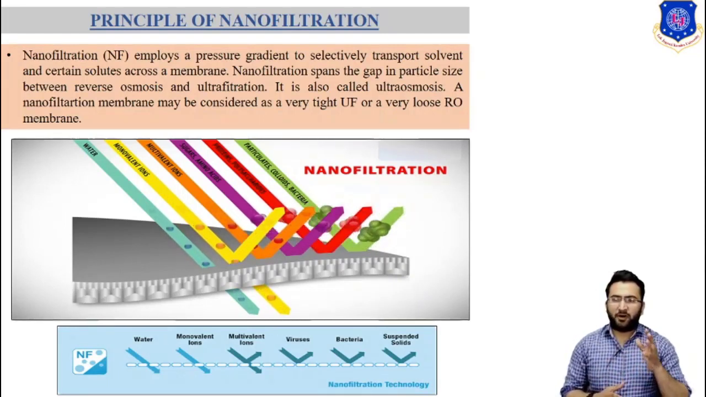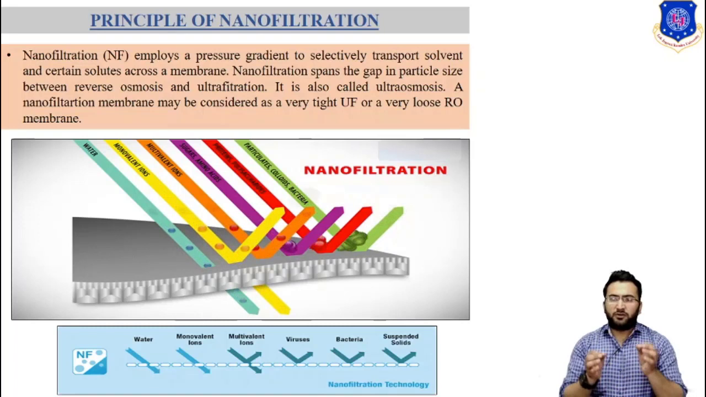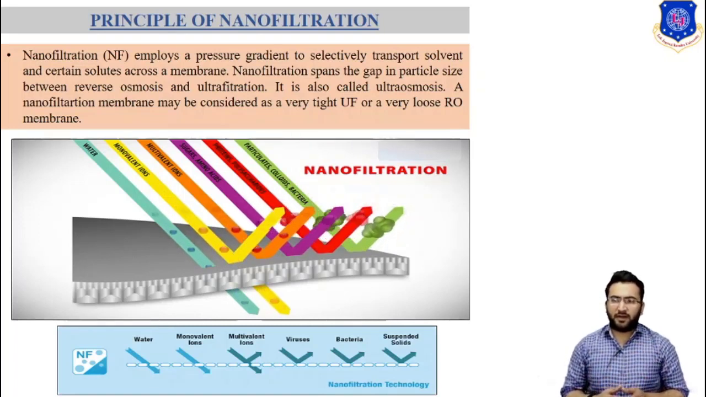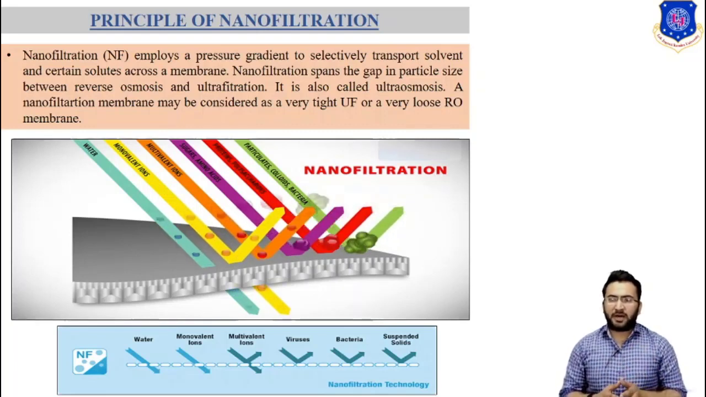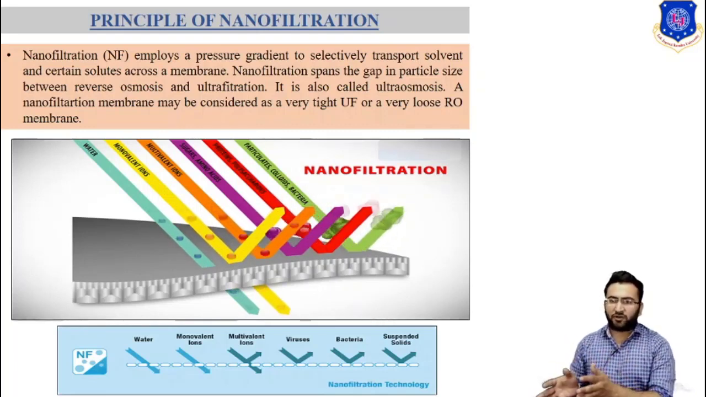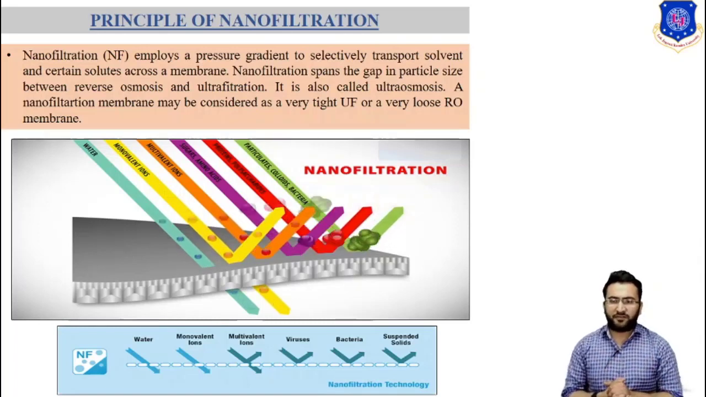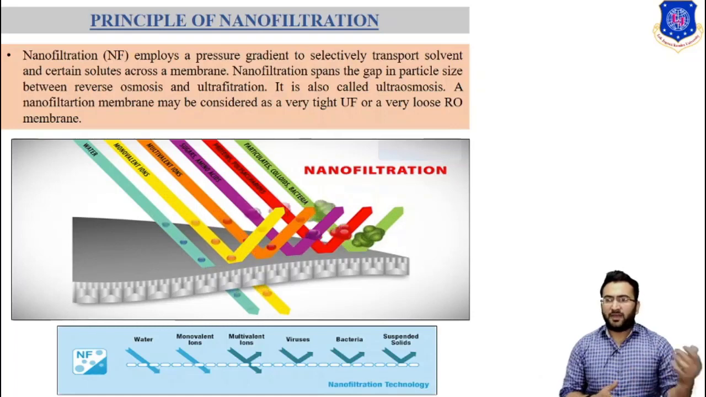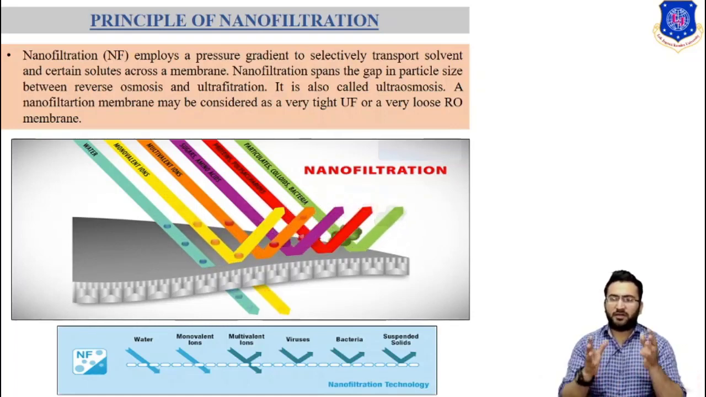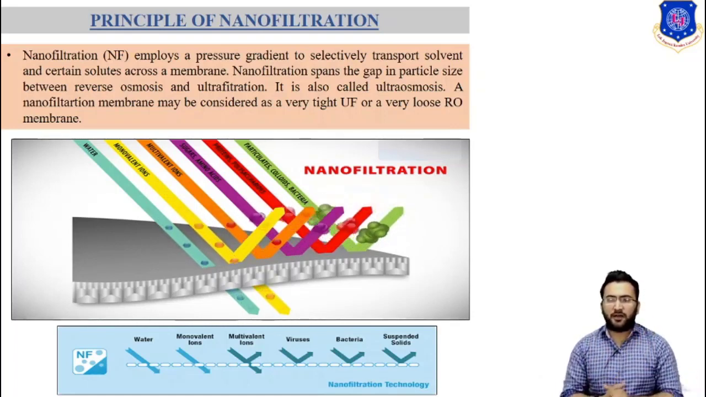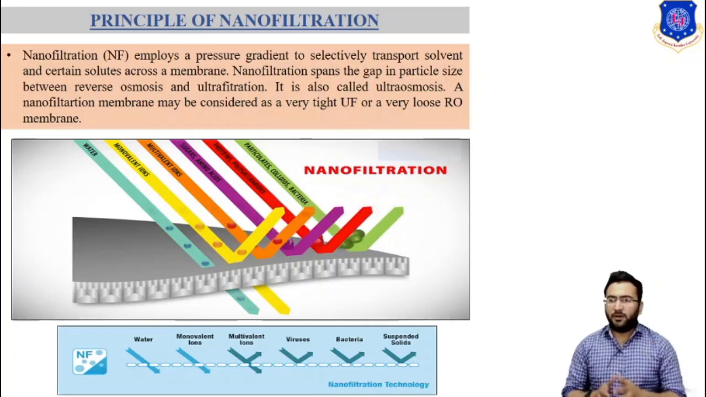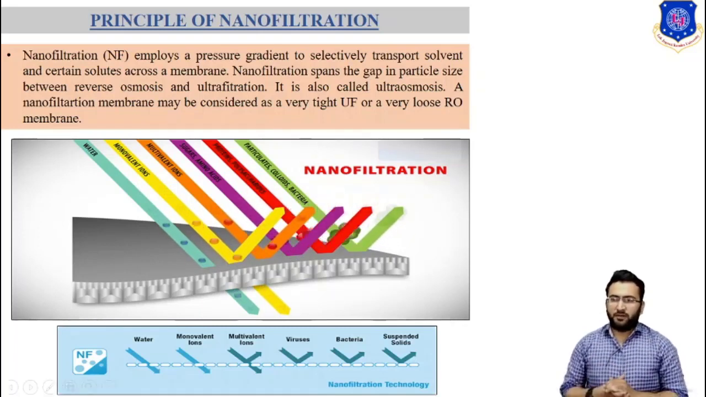Nanofiltration employs a pressure gradient to selectively transport solvent and certain solute across the membrane. Nanofiltration spans the gap in particle size between reverse osmosis and ultrafiltration. It is also called ultra osmosis, and a nanofiltration membrane may be considered as a very tight UF or very loose RO membrane separation process.